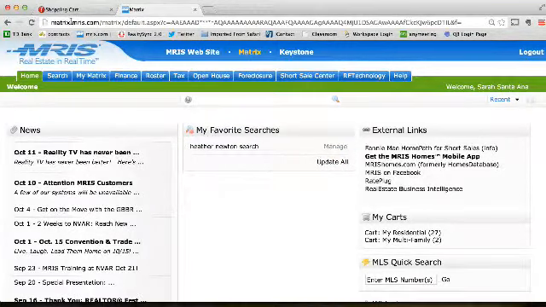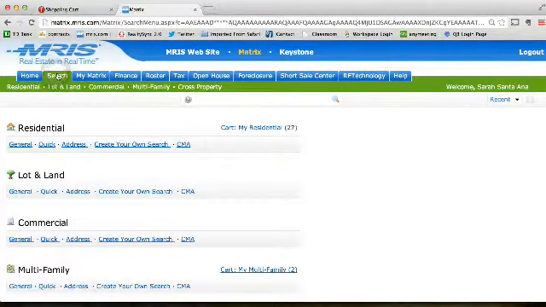We're going to log into Matrix MRIS. You're going to hit the Matrix key again once you're in MRIS and logged in. You're going to hit the search button. Today we are going to talk about how to look for comps.